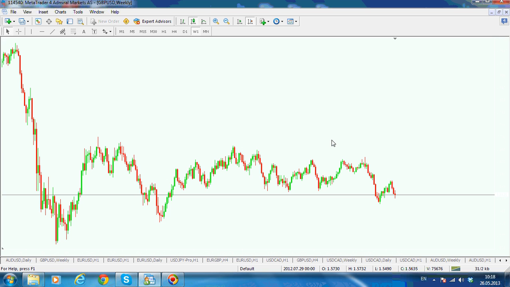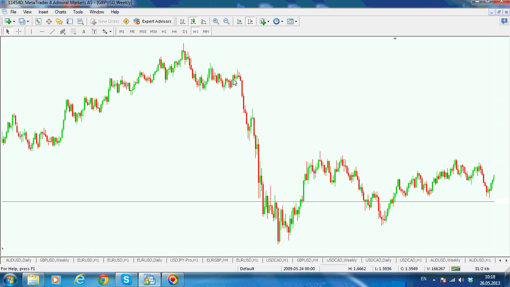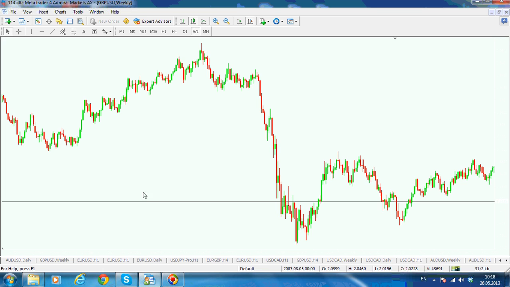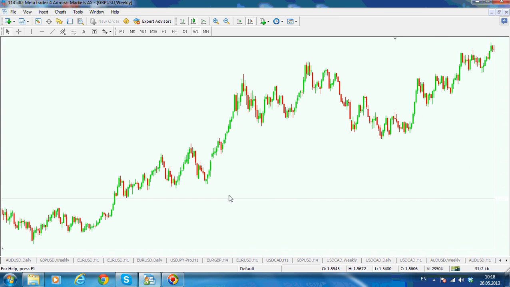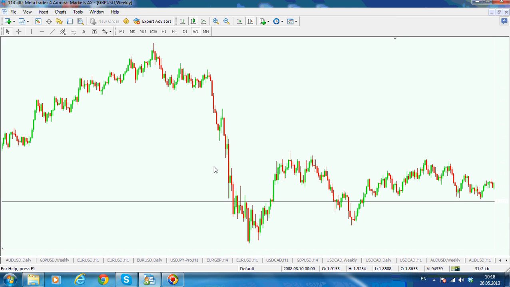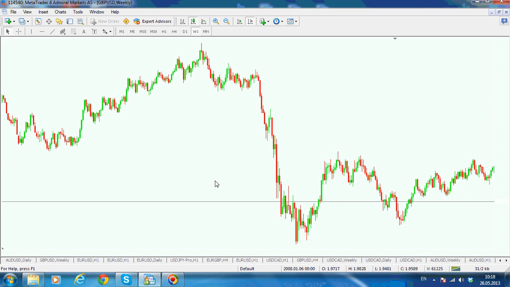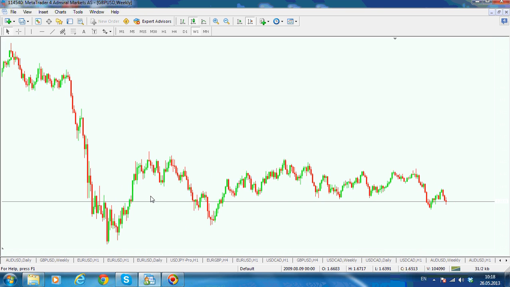The reason I'm looking at this structure is that this move that comes from the highs in 2008, these lows here came and took the previous lows, and because those previous lows are being taken, we might have this scenario.